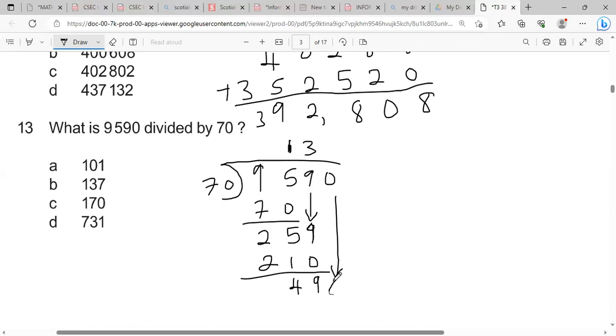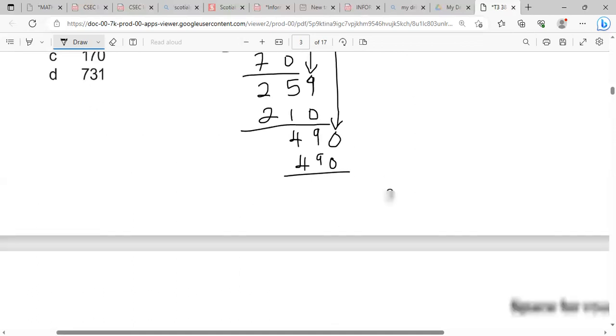So this becomes 490. 17 into 490 goes 7 times. 7 times 7 is 49. So 700, 7, 49. So there we have it. Our answer would be 137. So that would be B.